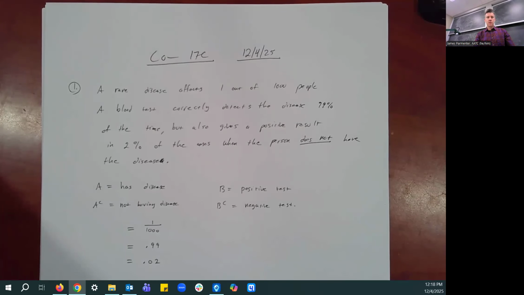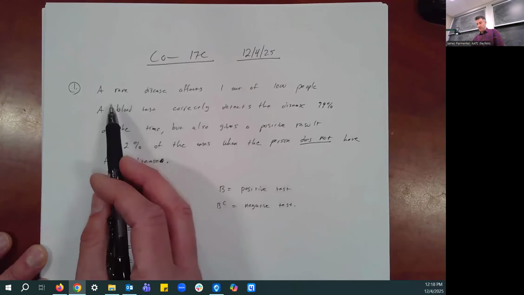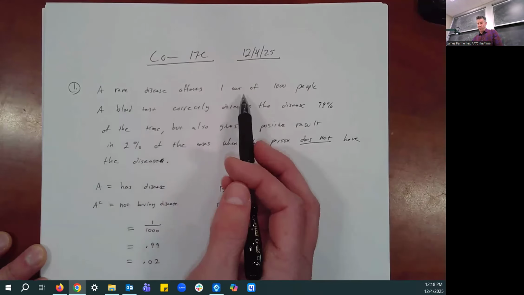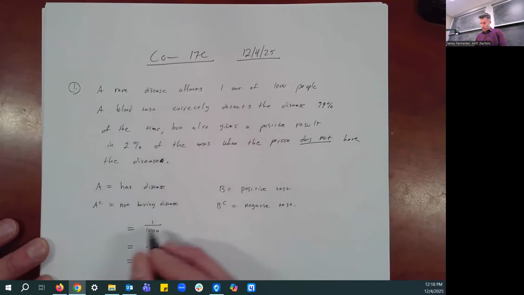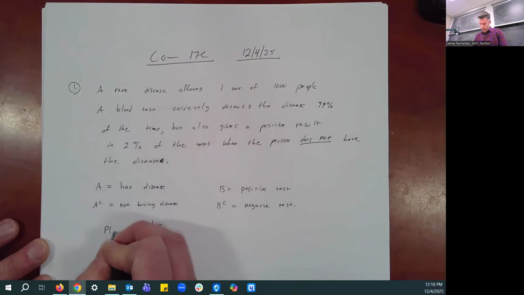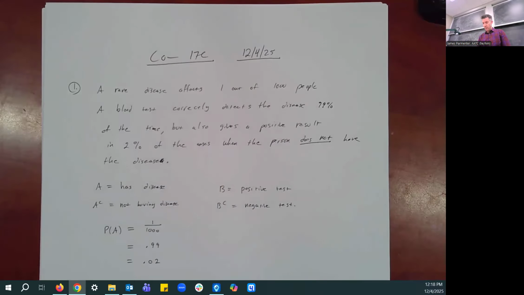Okay, let's take a look here. The problem tells us that a rare disease affects 1 out of every 1,000 people. So the probability of having the disease is 1 out of 1,000. Straight probability, right? So the probability of event A is 1 out of 1,000.